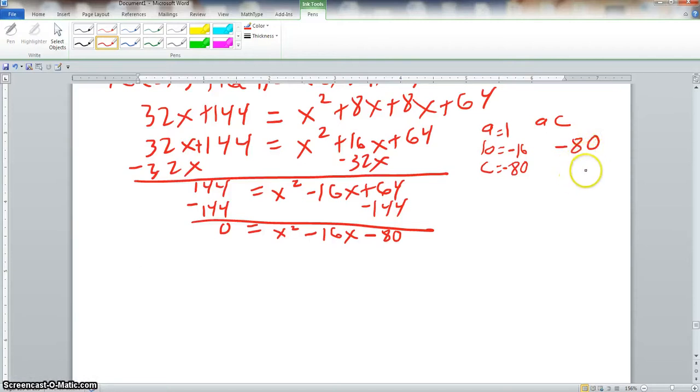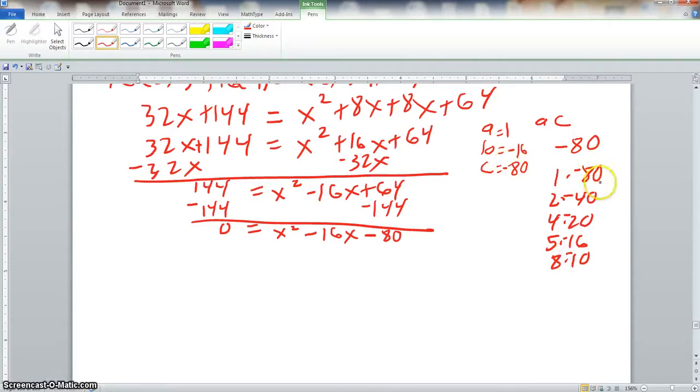Now we would do the factors of 80. We have 1 and 80, 2 and 40, 4 and 20, 5 and 16, 8 and 10. Okay, now remember what I told you all before. When c and b are both negative, that means the higher number must be negative. So what we would do here is have negative signs for all of the higher numbers.